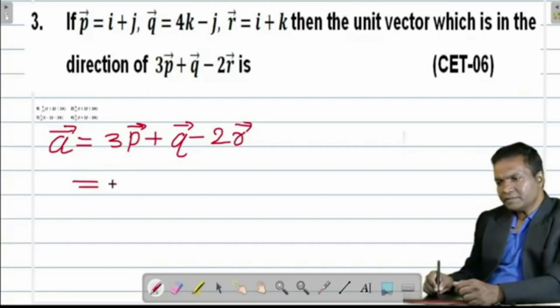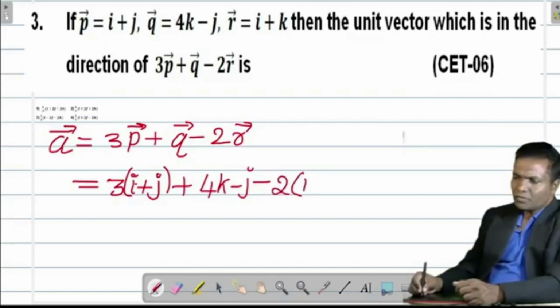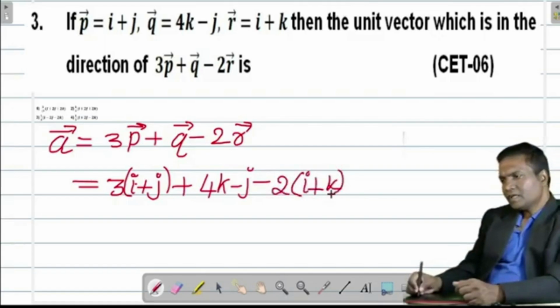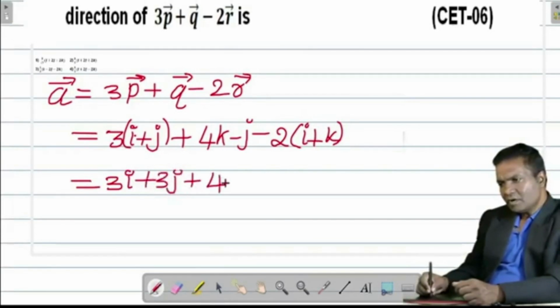3 into p. So p means you have i plus j multiplied by 3. You will get 3i plus 3j, q is 4k minus j, minus 2 into i plus k. Simplify it. 3i plus 3j plus 4k minus j minus 2i minus 2k.